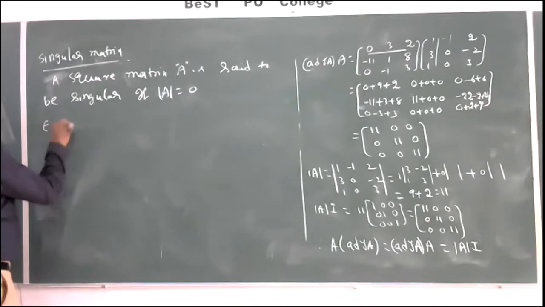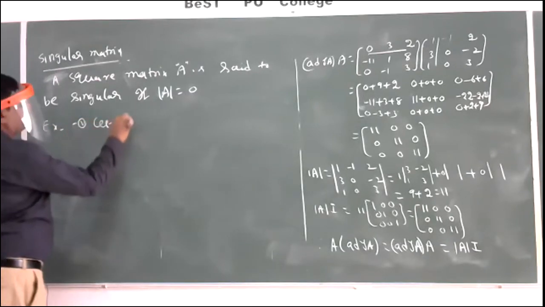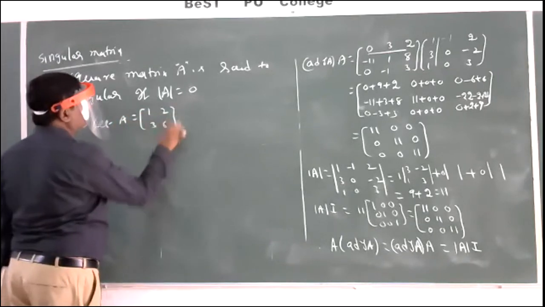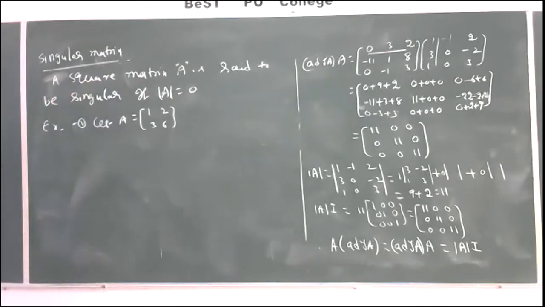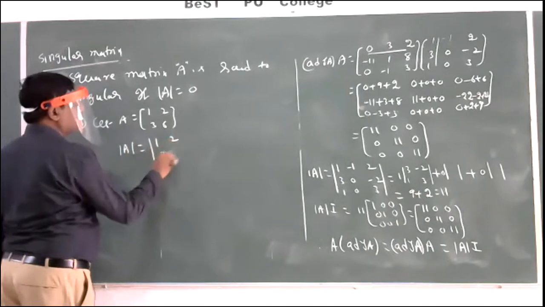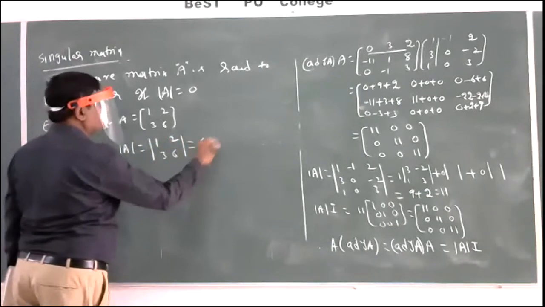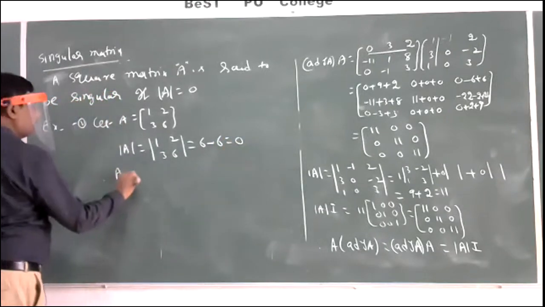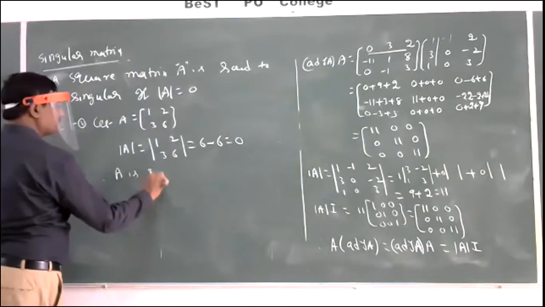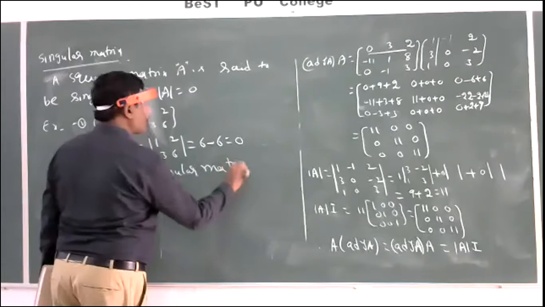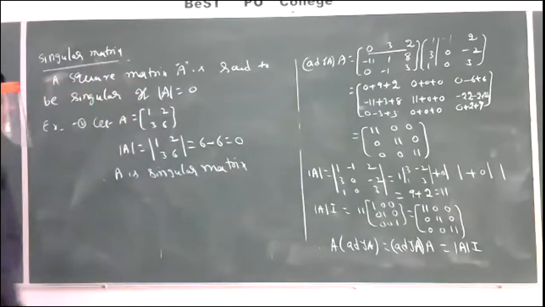The determinant of the matrix is 0. For example, A equal to [1, 2; 3, 6]. Find det A. Det A is the determinant of [1, 2; 3, 6], that is 1 into 6 minus 3 into 2, which is 0. Therefore A is a singular matrix.